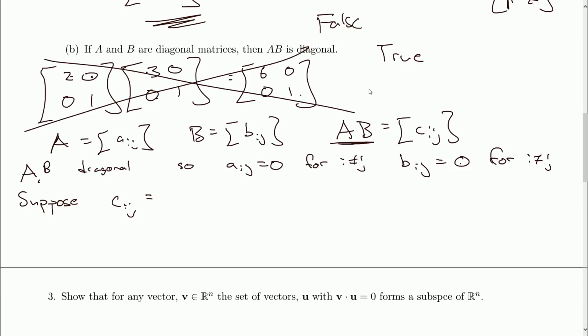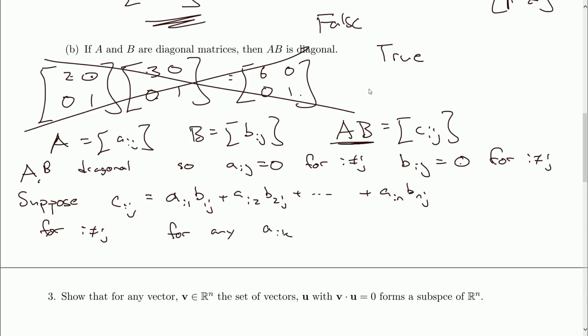Okay. Well, this is AIK or AI1, and I specifically just want to show that this is equal to 0. So this is AI1 B1J plus AI2 B2J plus it just keeps going on like this, AIN BNJ. But if I isn't equal to J, then for any term here, it always looks like AIK BKJ.